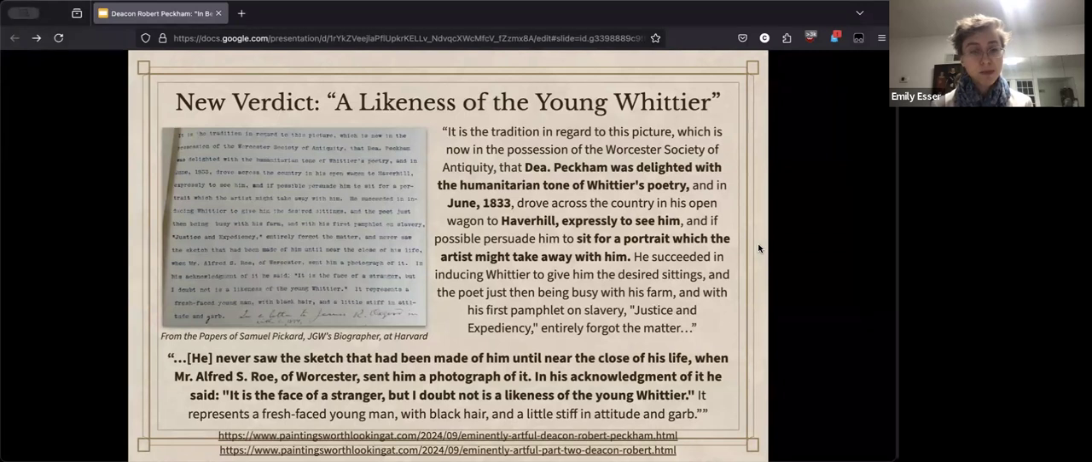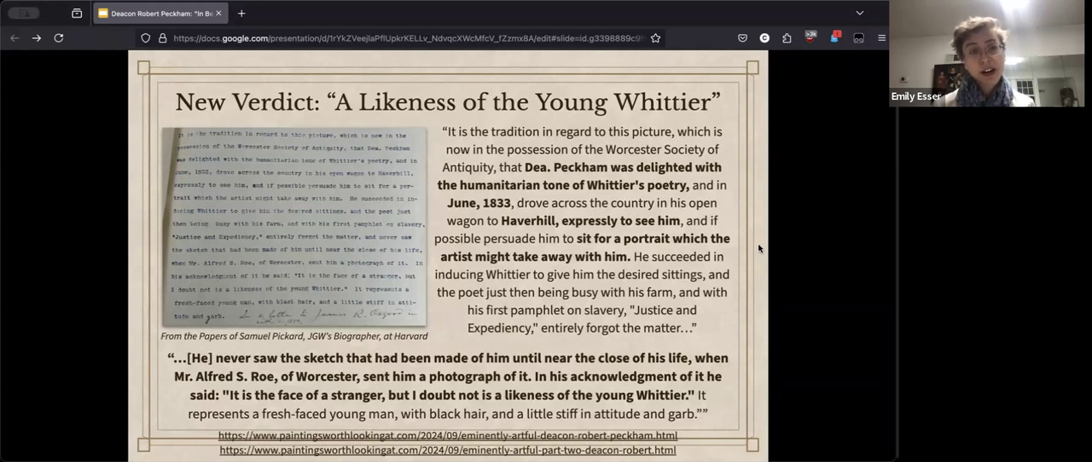Alfred S. Rowe of Worcester sent him a photograph of it. In his acknowledgement, he said, 'It is the face of a stranger, but I doubt not it is a likeness of the young Whittier. It represents a fresh-faced young man with black hair and a little stiff in attitude and garb.'" Now, this is right from Samuel Pickard, who is his biographer. These are in the official Whittier papers.